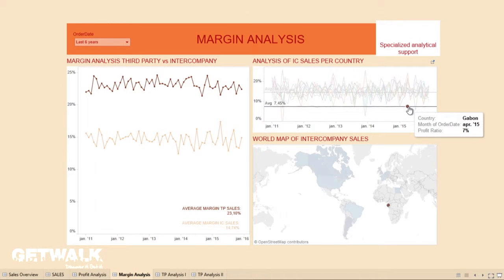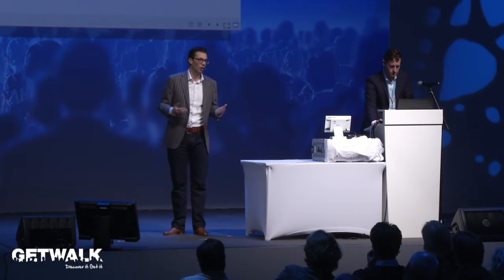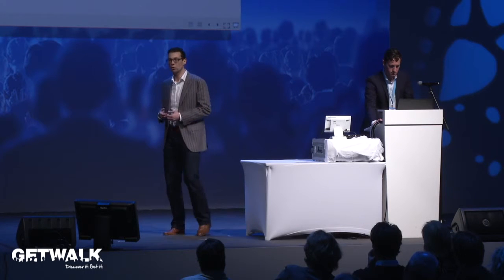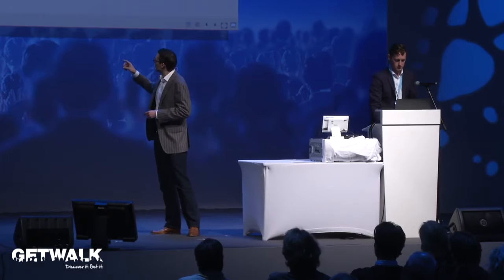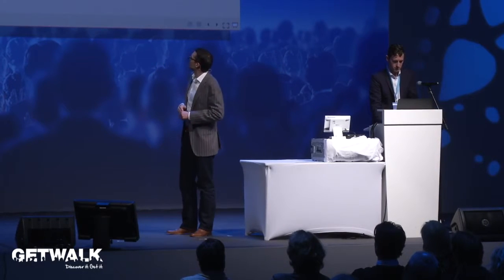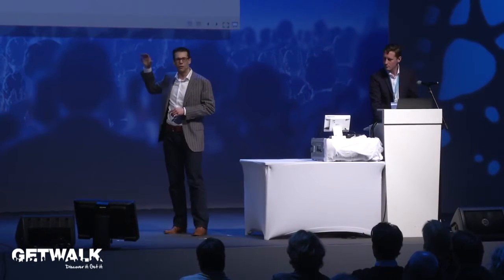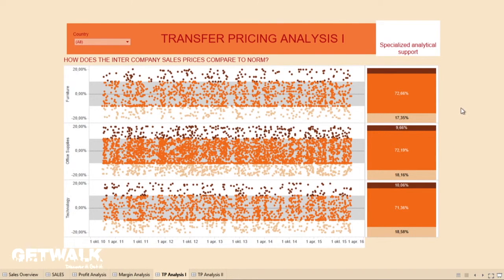There could be a perfectly valid reason why we would charge a lower transfer price in Gabon compared to other countries. For example, the life standard could differ from other countries. Another very useful overview. Finally, the real transfer pricing analysis.